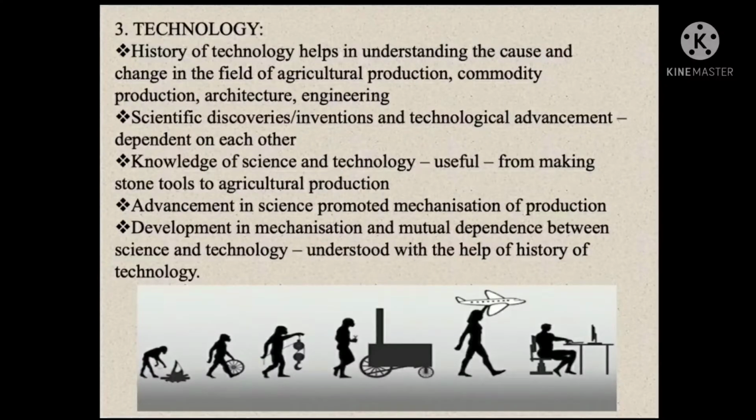Children, as we all know, the technology, that is the new methods that keep on coming in science, has advanced and there are many changes that have taken place. So the first thing we need to know is the changes in technological history. What are the changes? Now let us see. First thing is agricultural production.